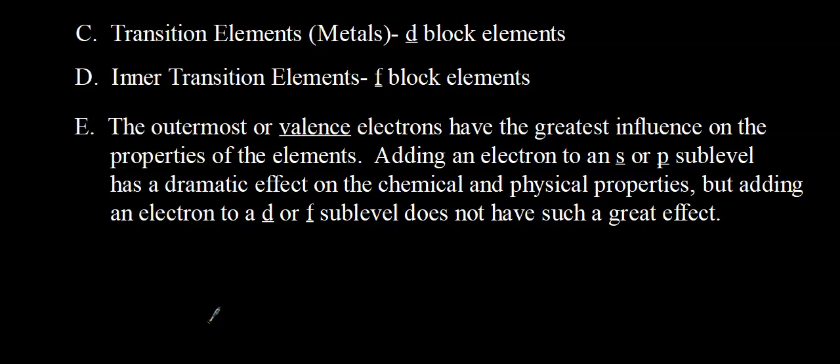Very important, the outermost or valence electrons have the greatest influence on the properties of the elements. Adding an electron to an s or p sublevel has a dramatic effect on the chemical and physical properties, but adding an electron to a d or f sublevel does not have such a great effect. Same thing applies when you remove an electron from an s or p sublevel compared to removing an electron from a d or f sublevel. So it's the valence electrons that we're most concerned with. And again, when we get to the periodic trends, we'll be talking about those electrons specifically.